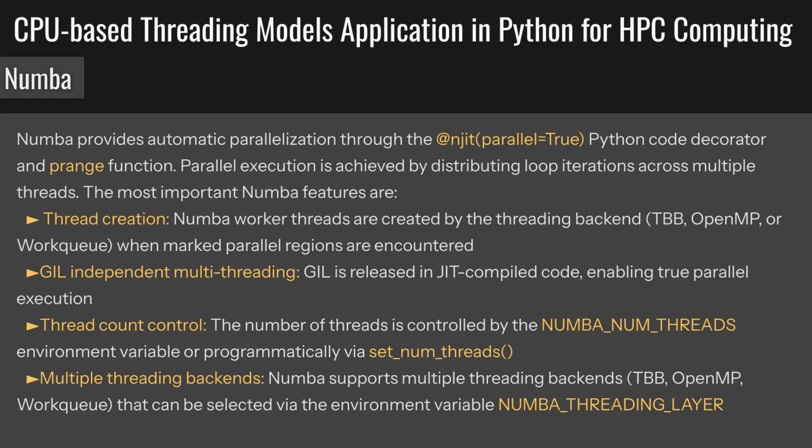GIL independent multithreading. The GIL is released in JIT compiled code, enabling true parallel execution. Thread count control. The number of threads is controlled by the NUMBA_NUM_THREADS environment variable or programmatically via set_num_threads. Multiple threading backends. Numba supports multiple threading backends, TBB, OpenMP, WorkQueue, that can be selected via the environment variable NUMBA_THREADING_LAYER.